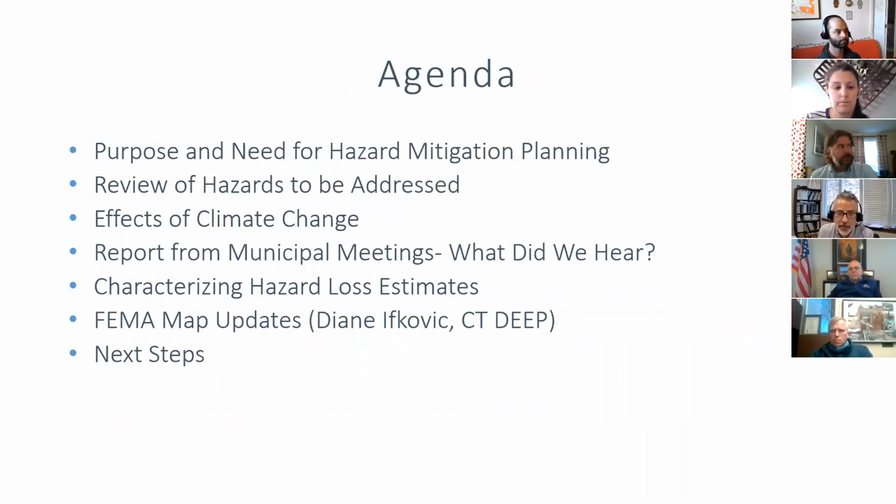So we're going to cover the purpose for hazard mitigation planning, review the hazards to be addressed, talk briefly about the effects of climate change that we're required to address by state law. We'll do a quick report out from the meetings that we've had with all of your planning teams. We'll go through some loss estimates, and then we'll have a presentation from Diane about the FEMA map updates in the region, and then we'll end with next steps.